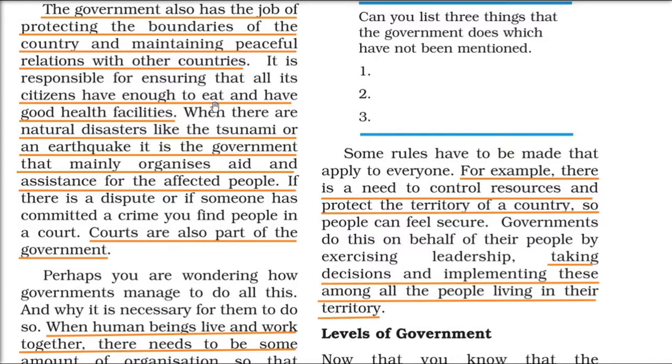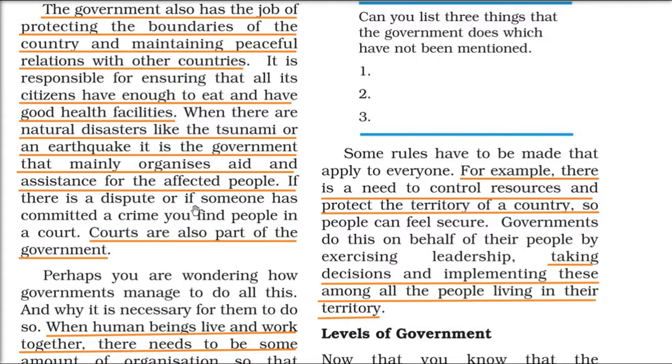And also every citizen should get at least something to eat, and proper access to health facilities. These are the government's jobs. Now assume that some disaster has taken place, like a tsunami, an earthquake, a flood or a famine. Who is going to help the people? It's the government's job, the government's task, to assist them.